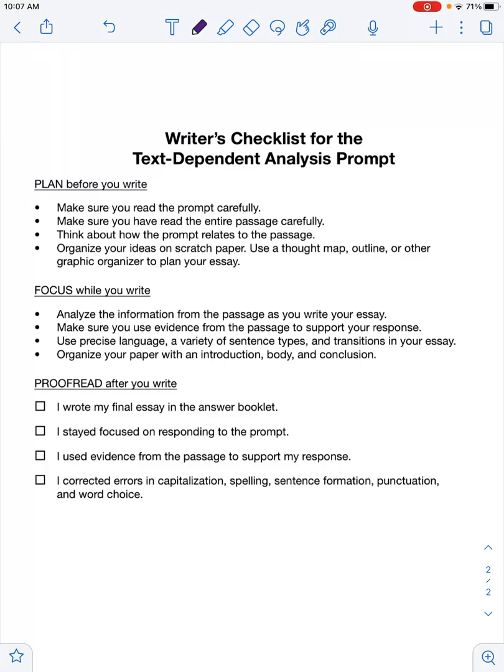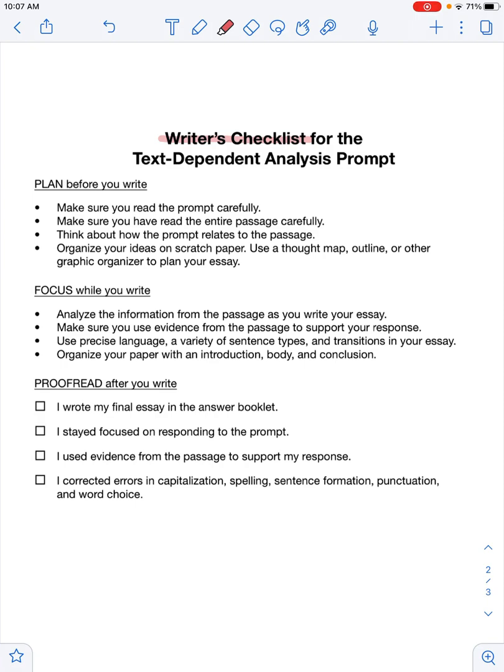Hi folks, in this video I would like to review with you the writer's checklist for text-dependent analysis prompt. This is obviously through the PSSA people. If we take a look at this checklist while we're writing and after we're writing, we're going to find that it will kind of carry us through all of the big grading criteria of writing an essay. So it's a way to help us kind of calm down, reassess, make sure we've got everything there.